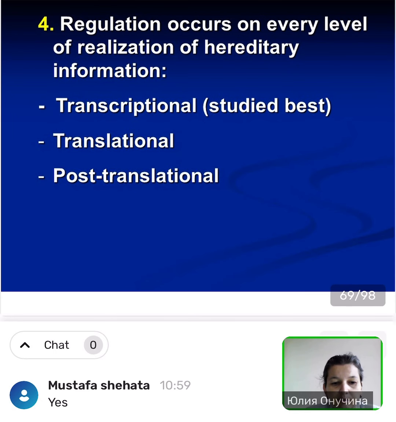The next. Regulation occurs on every level of realization, we said, of hereditary information. In our slide, I said only 3 of them. For first course, it's enough. Remember them. So it will be the level of transcription, the level of translation, and the post-translational level of folding.